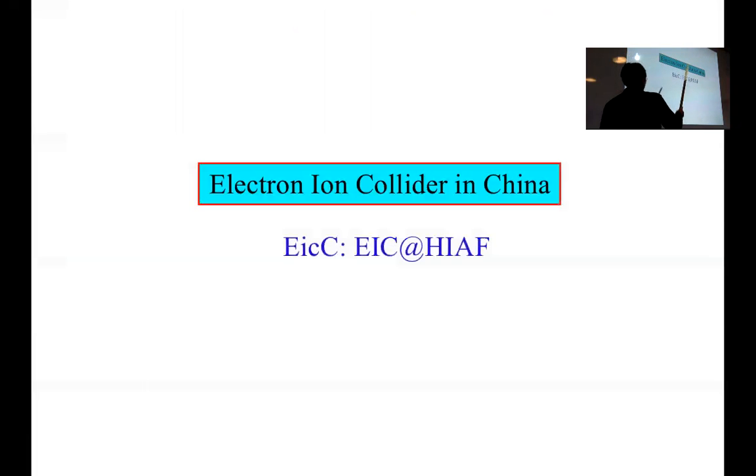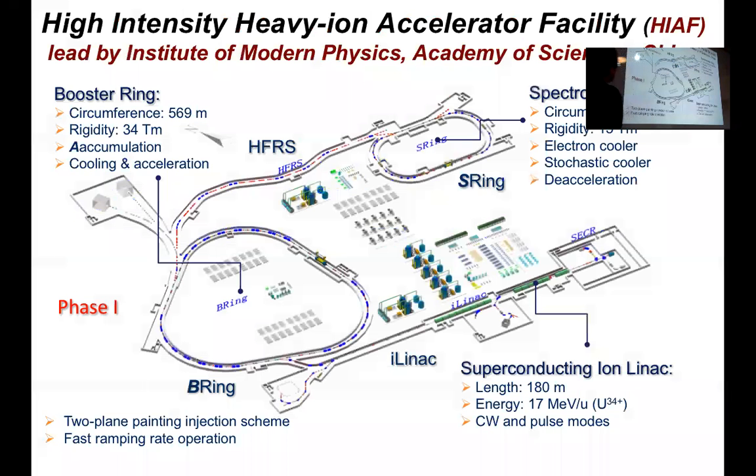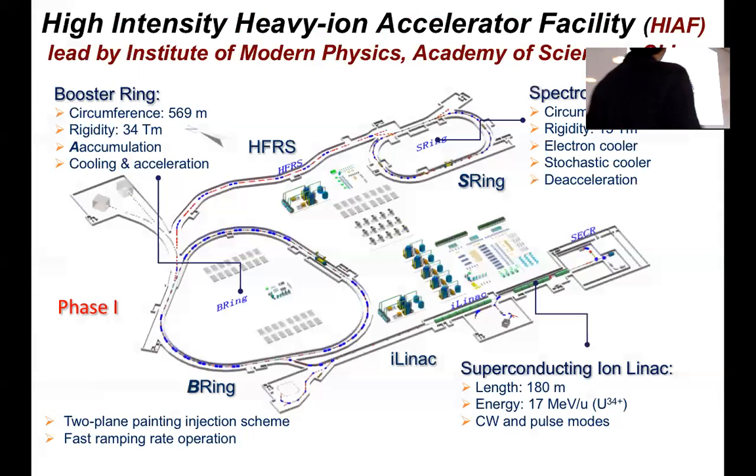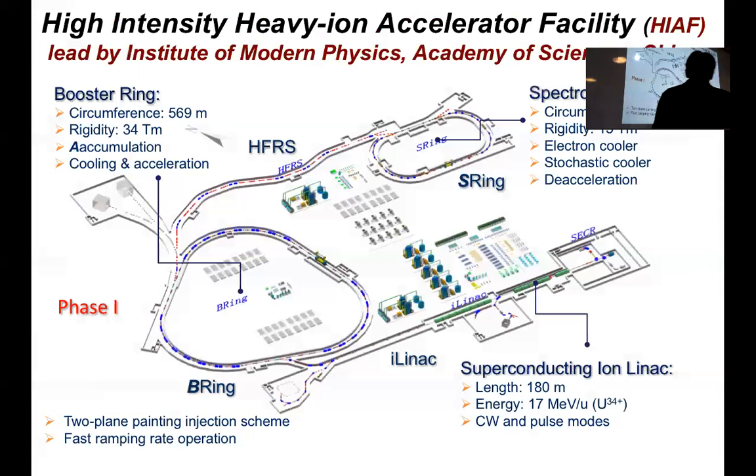It's the EIC at HIAF. HIAF is the High Intensity heavy-ion Accelerator Facility, proposed and approved to build. It's led by the Institute of Modern Physics, Academy of Science in China. This is the latest design. It's finalized, so they are starting construction now. This facility is mainly trying to do rare isotope beams for very low energy nuclear structure studies.